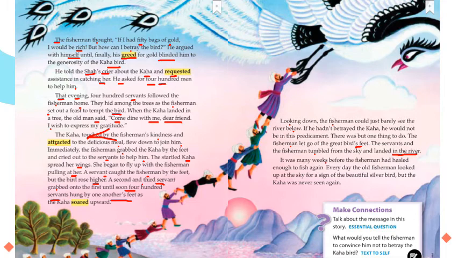It was many weeks before the fisherman had healed enough to fish again. Every day the old fisherman looked up at the sky for a sign of the beautiful silver bird, but the Kaha was never seen again.